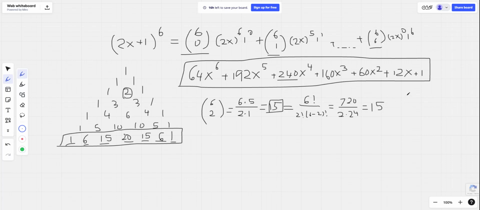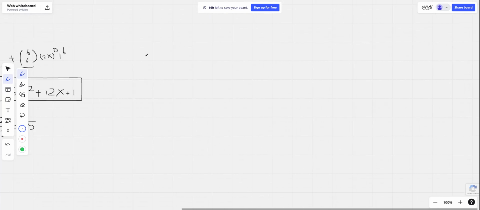Now, let's practice with another example. Let's say we have (x^2 - 3y) all raised to the 4th power. Let's write out our entire formula. I'm not going to skip anything this time. We start with 4 choose 0, and then (x^2) to the 4th power.